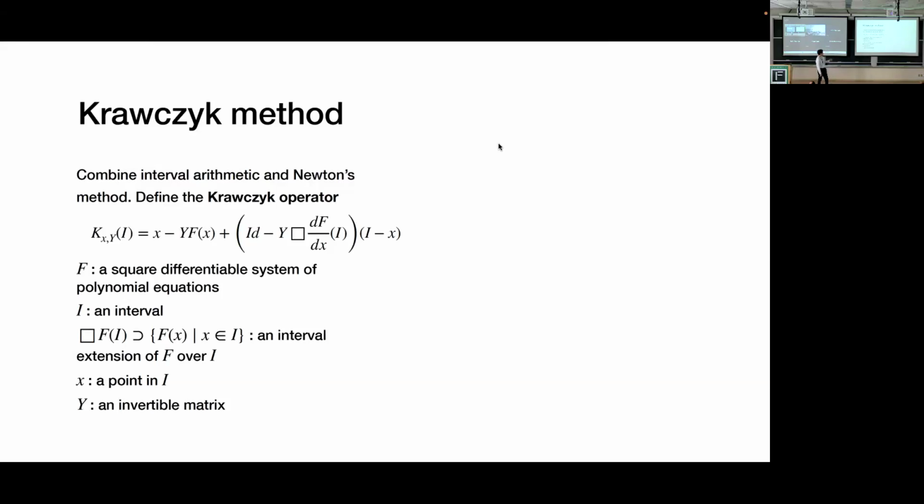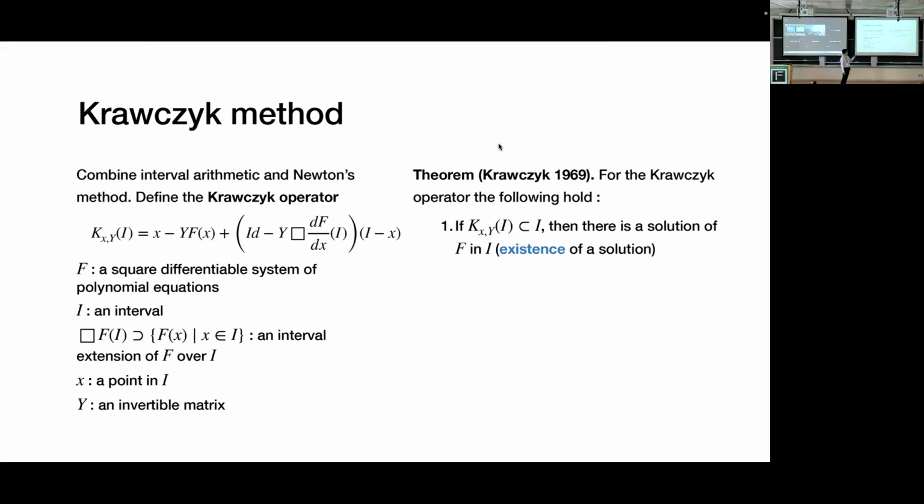So we define an interval operator, which is called the Krawczyk operator. You don't really need to read this carefully, but this is an interval box that you can make from the input interval. It is obtained by mimicking the Newton operator, so it is really like an interval version of the Newton operator. And we have the following theorem. If this Krawczyk operator is contained inside your original input, then it proves the existence of a solution inside the capital I.